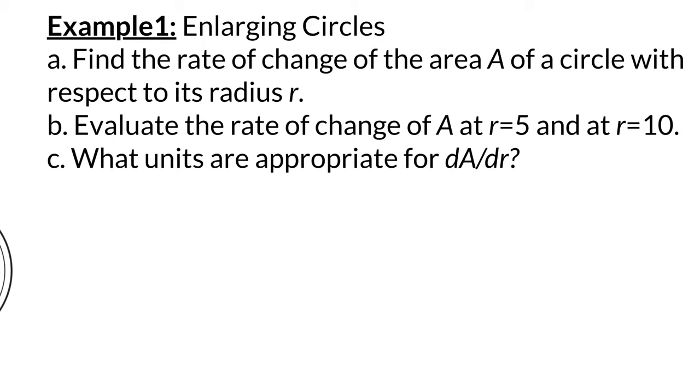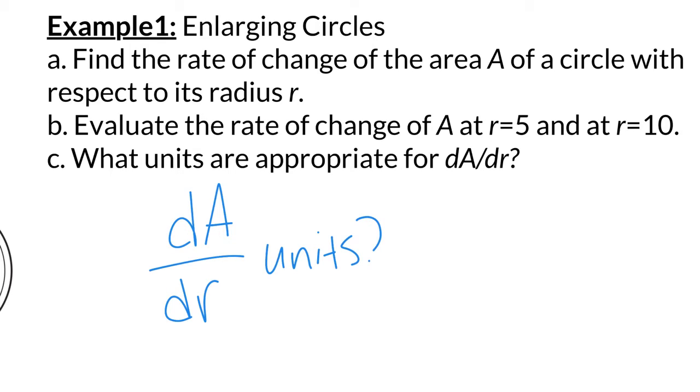Okay, time for part C. What units are appropriate for dA/dr? So if we think about it, A is in square inches, r is in just inches. So the units we want to use for dA/dr is square inches of area per inch of radius.